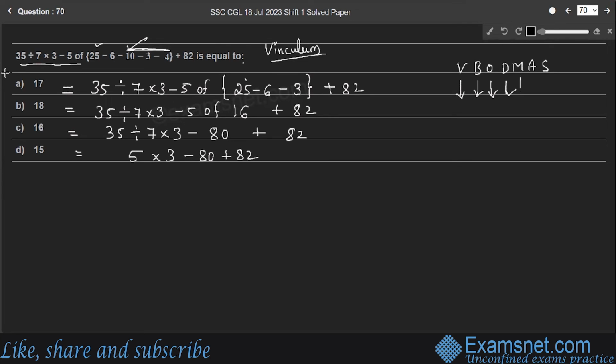Next comes multiplication followed by addition and subtraction. So go for multiplication: 15 minus 80 plus 82. Next comes addition: 82 plus 15 which is 97, minus 80 is equal to 17. 17 is the answer, option A.